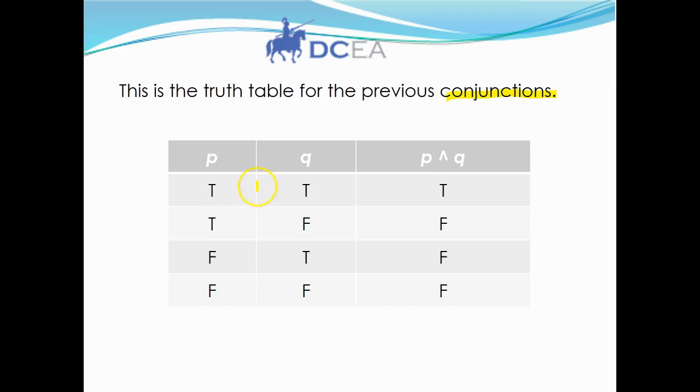So, true, true, and true. This statement has a false statement in it, so it's false. This statement also has false in it, so its answer is false. And false and false would also be false. Stop the video and go ahead and make this truth table and put your notes about conjunctions next to it.